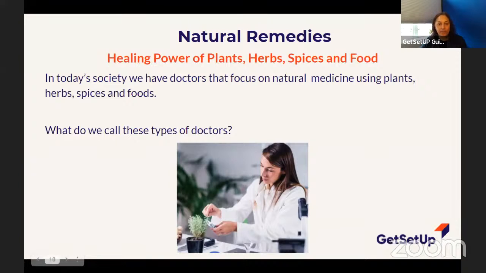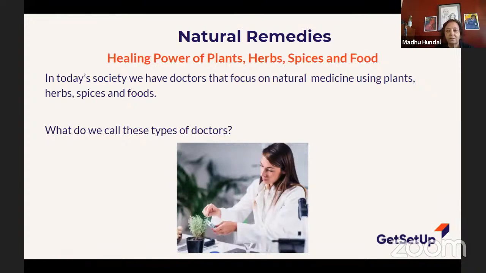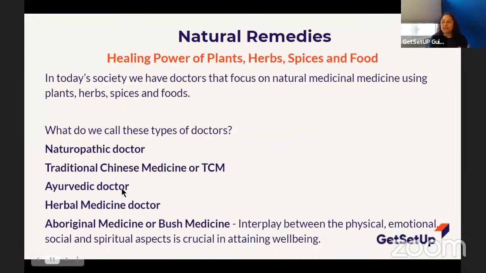Anybody have any ideas? Naturopaths? Yes. Naturopath. Absolutely. I have seen naturopaths in the past myself. Homeopaths? Yeah. And homeopathic medicine also kind of looks at things from a natural perspective. Absolutely. Any other ideas? There's quite a few actually, but I only wrote down a few just to get a sense of it. So we have our naturopathic doctors. What about TCM? Has anybody used traditional Chinese medicine? That's what TCM stands for.